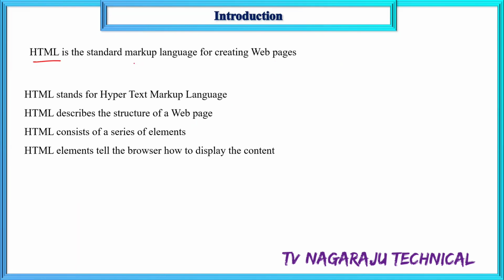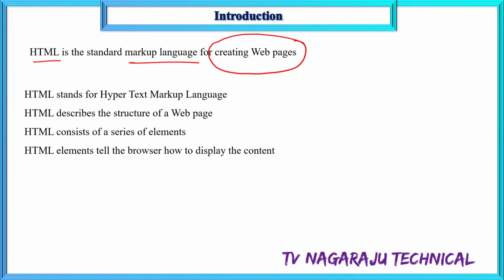HTML is a markup language. What is meant by markup language? You know, C is a procedure-oriented language. Java is an object-oriented language. In procedure-oriented languages, the main concentration is on procedures. In Java, the main concept is an object. Similarly, HTML is a markup language and the main purpose is creating web pages.